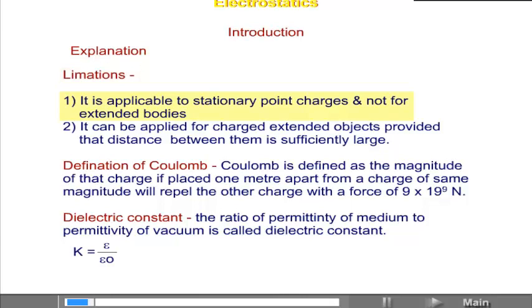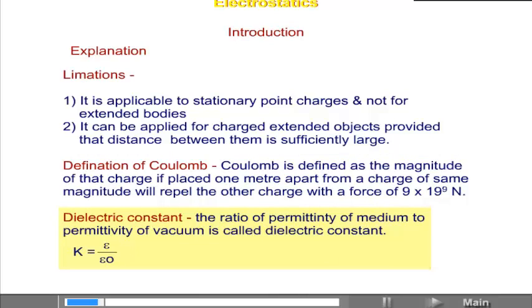Limitation: It is applicable to stationary point charges and not for extended bodies. It can be applied for charged extended objects, provided that the distance between them is sufficiently large. Definition of coulomb: Coulomb is defined as the magnitude of that charge which, if placed 1 meter apart from a charge of the same magnitude, will repel the other charge with a force of 9 × 10^9 newton.